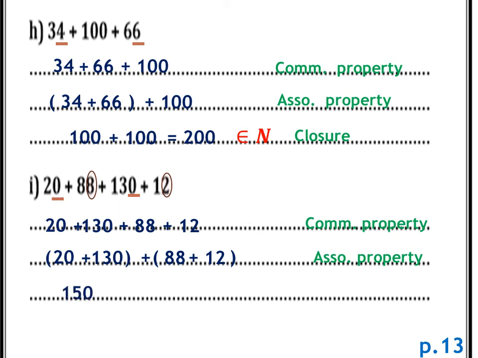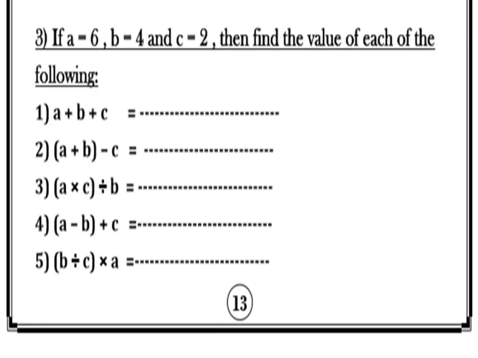20 plus 130 equals 150. And then 88 plus 12 equals 100. And now 150 plus 100 equals 250, which belongs to n. And here the name of the property is closure. If we want to check our answer, we put the question on the calculator: 20 plus 88 plus 130 plus 12. If our answer is 250, then our answer is right.